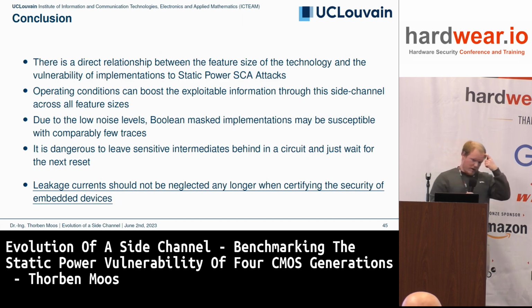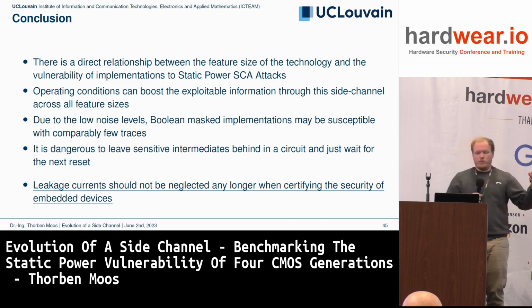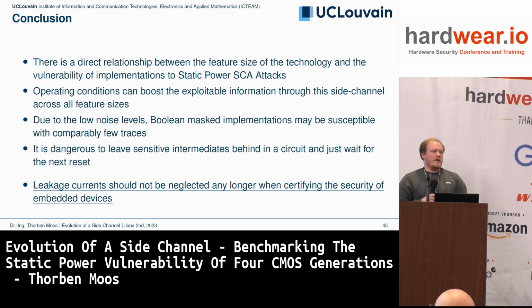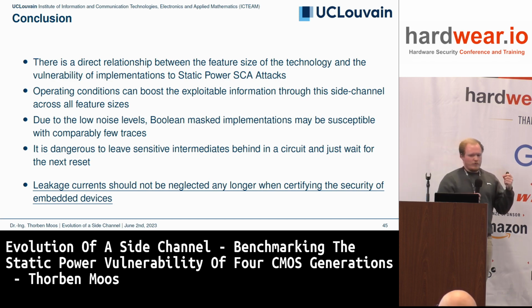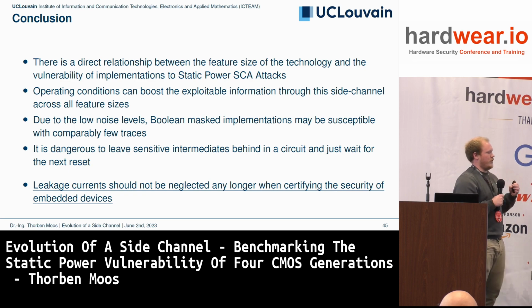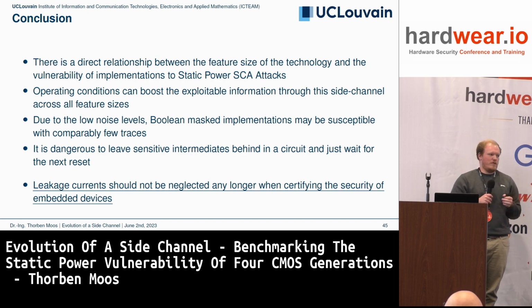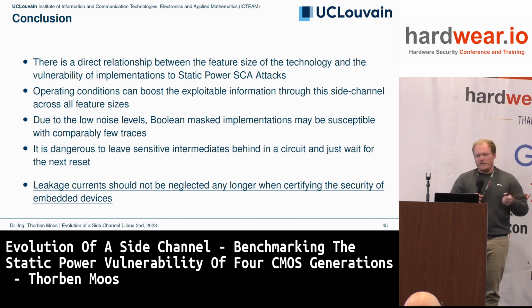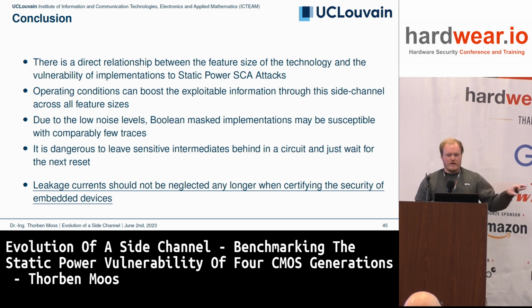Now, to conclude, there is a direct relationship between the feature size of my CMOS technology and the vulnerability of implementations that I realize in that technology to static power attacks. Then I have this advantage that I can use the operating conditions to boost the exploitable information almost arbitrarily. We can go beyond 90 degrees Celsius, what we did here, but then your board dies at some point, right? If you do that over an extended period of time, all the components break. I mean, the chip doesn't care much. I think these things, you don't get them broken, but the board will definitely give up at some point, and your measurement equipment that is inside the chamber as well.